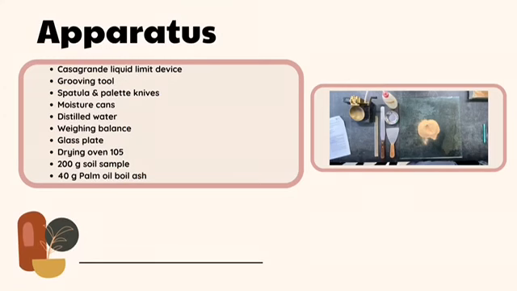Apparatus. First, Casagrande liquid limit device, grooving tool, spatula and palette knife, moisture can, distilled water, weighing balance, glass plate, drying oven at 105 degrees Celsius, 200 grams soil sample, and 40 gram palm oil boiler ash.